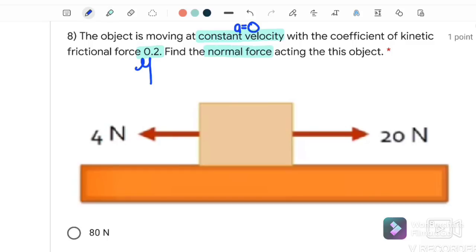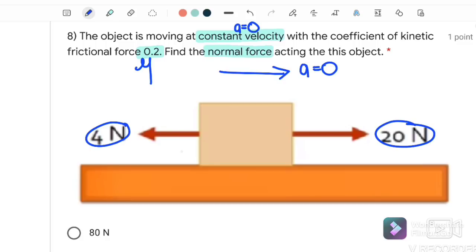So this is actually chapter 4. Before we find the normal force, we need to draw the free body diagram first. Since 20 is greater than 4, the motion will move to the right. When the motion is moving to the right with a constant velocity, or a equals 0, the frictional force will act in the opposite direction.